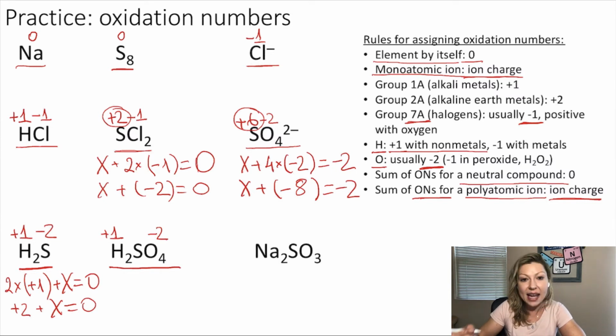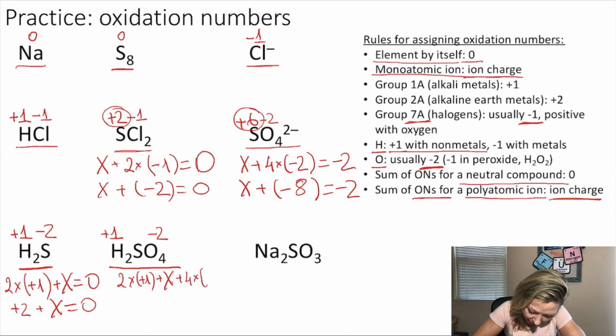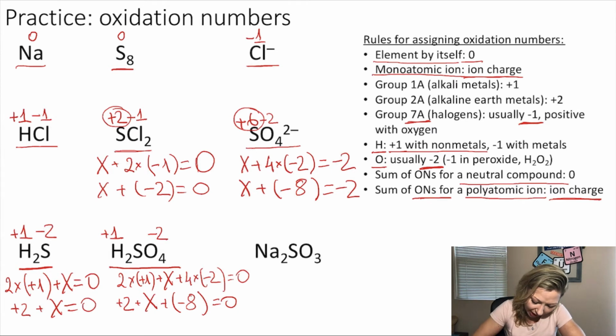So if we say that the oxidation number of sulfur is X, if I have 2 times plus 1, plus X, plus 4 times minus 2, I should get a sum of 0. So again, 2 times plus 1 is just plus 2, plus X, plus 4 times minus 2 is minus 8, should equal 0. So what is my X here? X actually equals plus 6.